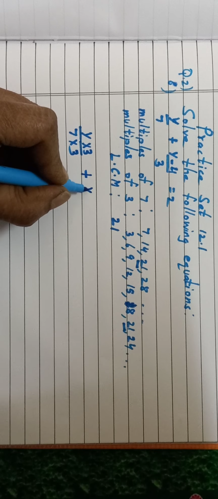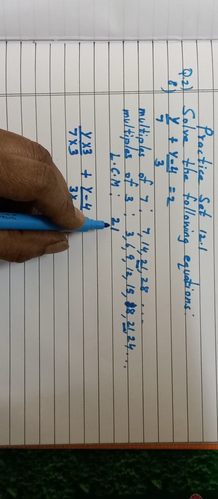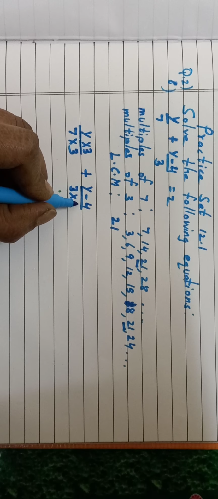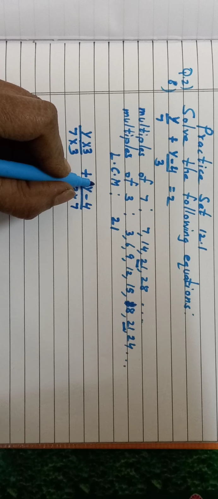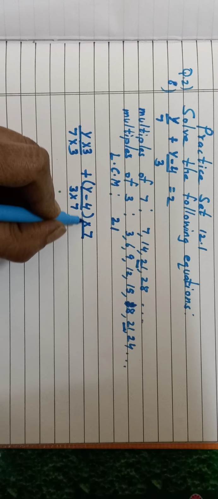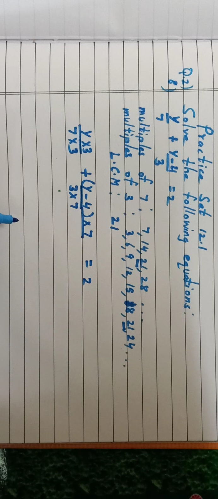Plus y minus 4 upon, now 3 is given. Least common multiple is 21. So we are equalizing the denominator. We want 21. 3 is already given. So I have to multiply by 7. 3 sevens are 21. So now I have to put a bracket here, into 7. Okay, this way you have to equalize the denominator.